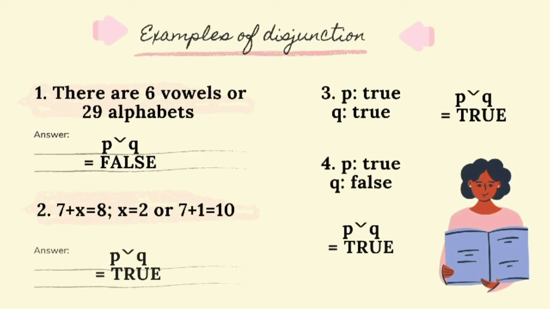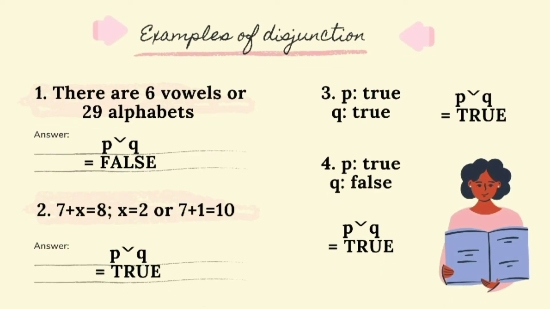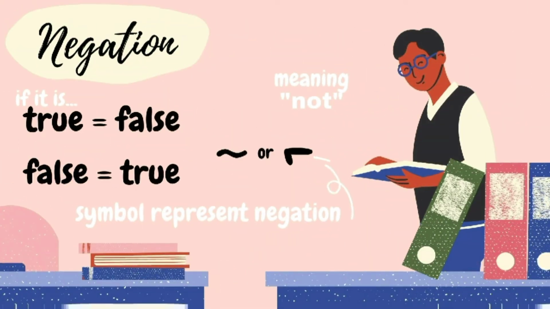Here are some examples of disjunction. Negation. If P is true, then not P is false, meaning the truth value of the negation of a proposition is always the reverse of the truth value of the original proposition.